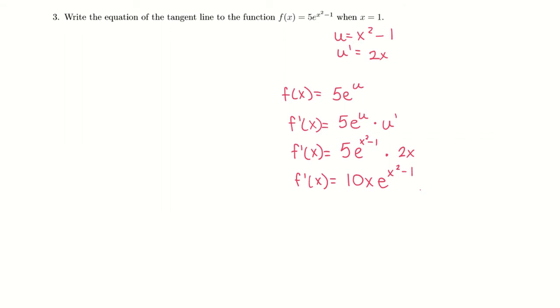And now we want to write our tangent line. So just to recall, one of the easier ways to find the equation of a line is y minus y1 equals m times x minus x1. There are, of course, other ways to do it. So we need 3 things. We need m, and we need x1 and y1.